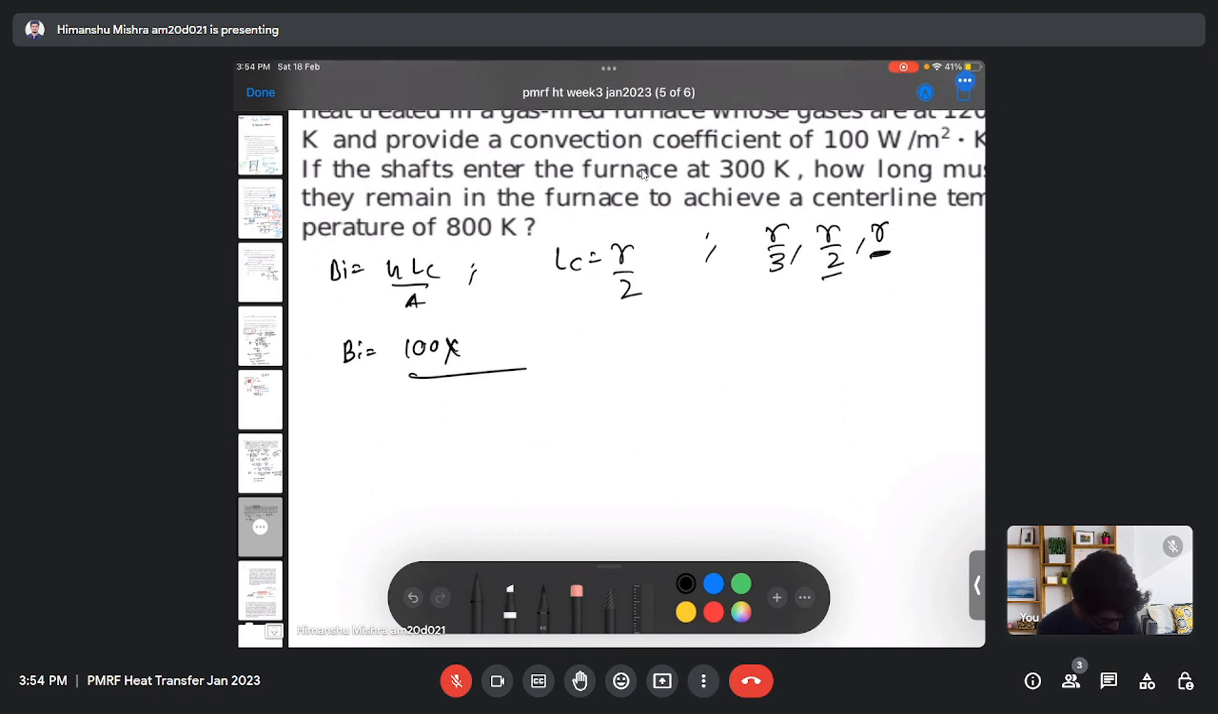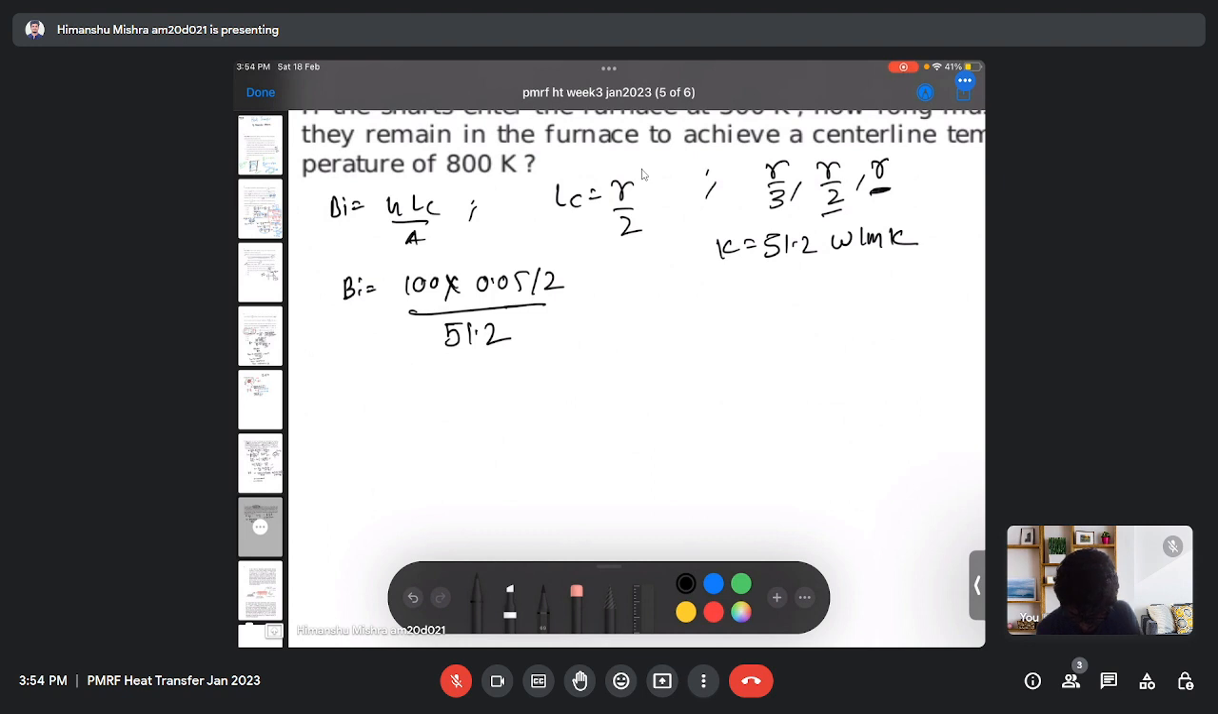So my radius is 0.05 and my thermal conductivity here is 51.2 watt per meter Kelvin. And density is 7832 kg per meter cube, and my specific heat is 541 joule per kg Kelvin.